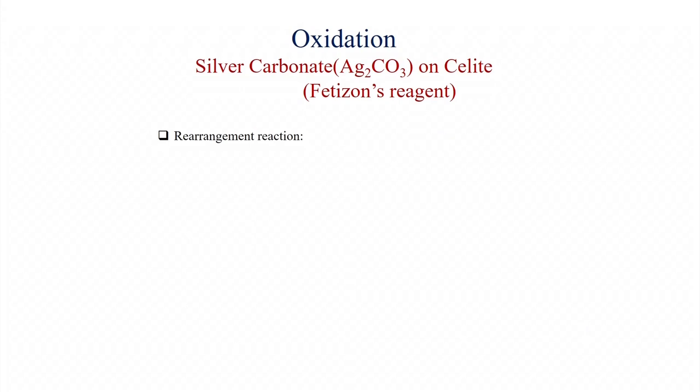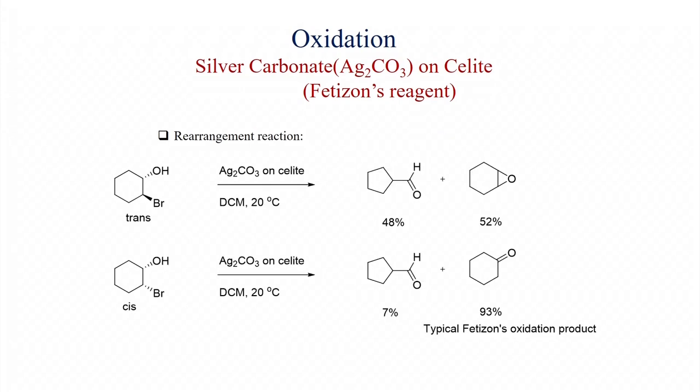Also, silver carbonate is used for rearrangement reaction, like this trans bromo alcohol, when treated with silver carbonate on Celite, you get almost a 1:1 mixture of cyclopentane carbaldehyde plus epoxide. On the other hand, when the cis compound was treated with silver carbonate Celite condition, you get cyclohexanone as the major product, and this product is minor. So this is a typical Ferrier-type oxidation product. So what will be the mechanism?